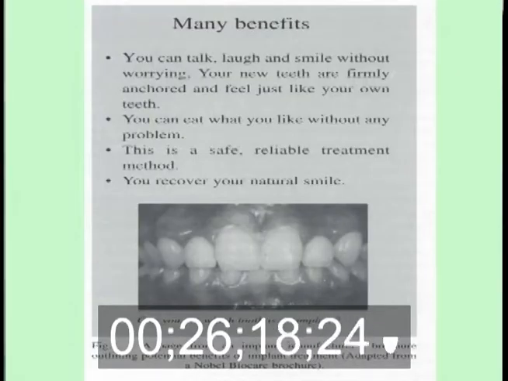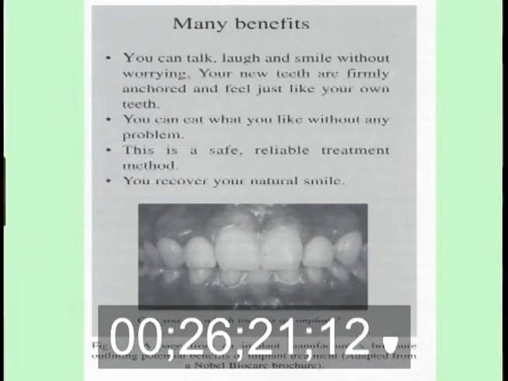You know, people put all kinds of things in their office. "You can talk, laugh, smile without worrying. Your new teeth are firmly anchored and feel just like your own teeth. You can eat what you like without any problem." Maybe what you are trying to tell them is they can even eat stone and they'll be okay. You understand me? "It is a safe, reliable treatment method. You recover your natural smile." You promise them a lot of things, huh?